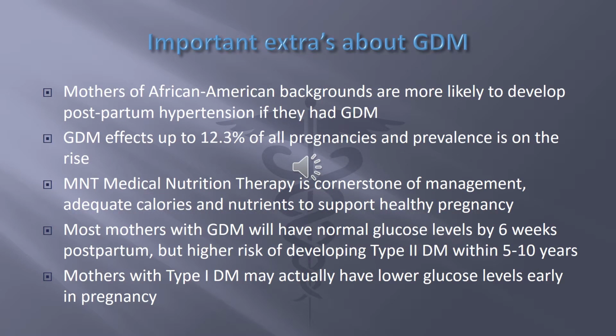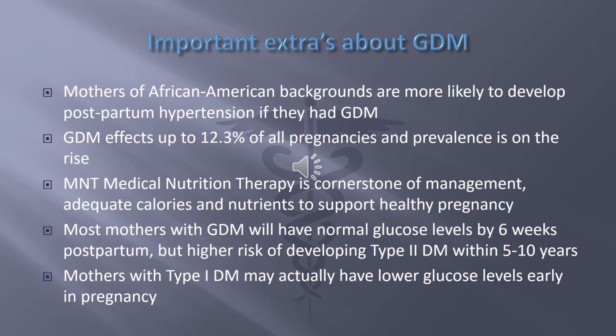Some important extras about gestational diabetes. Mothers of African American backgrounds are more likely to develop postpartum hypertension if they had gestational diabetes. Gestational diabetes affects up to 12.3% of all pregnancies, and prevalence is on the rise. MNT, or medical nutrition therapy, is the cornerstone of management, adequate calories and nutrients to support a healthy pregnancy.